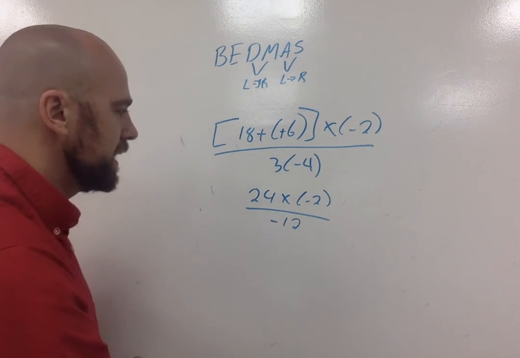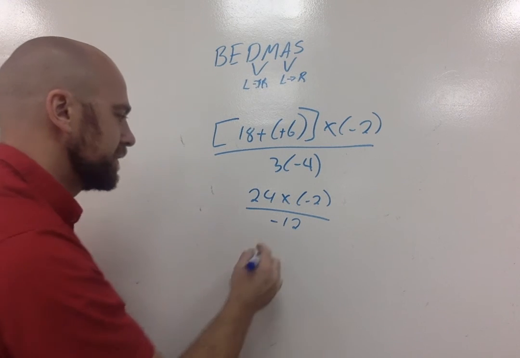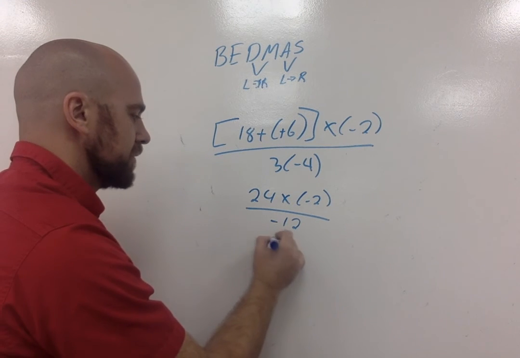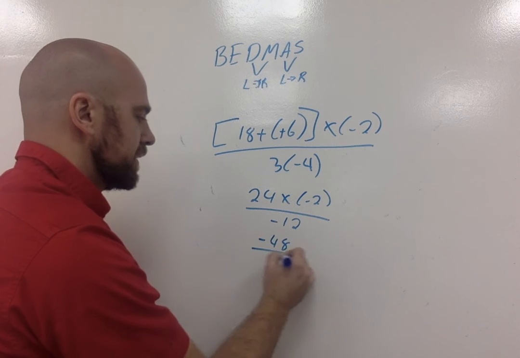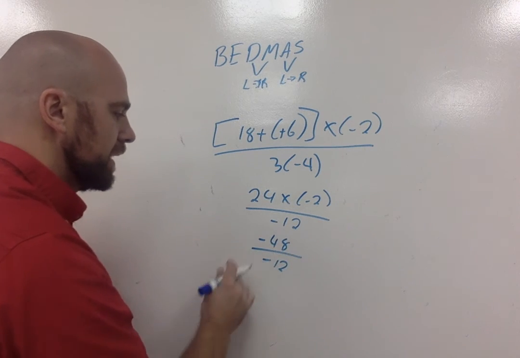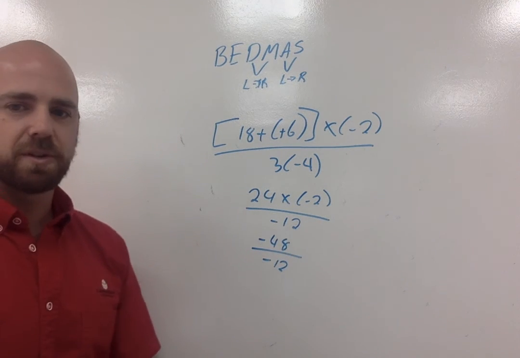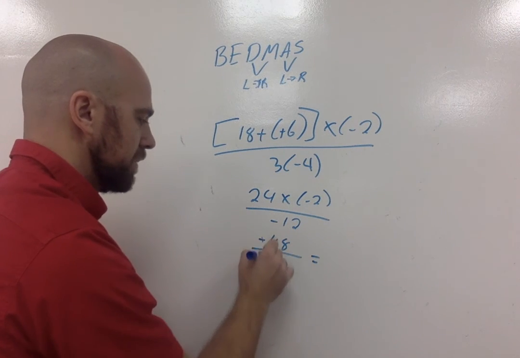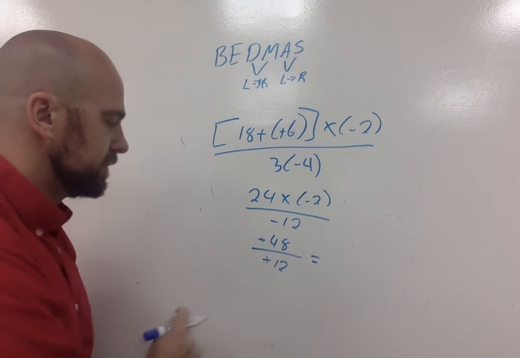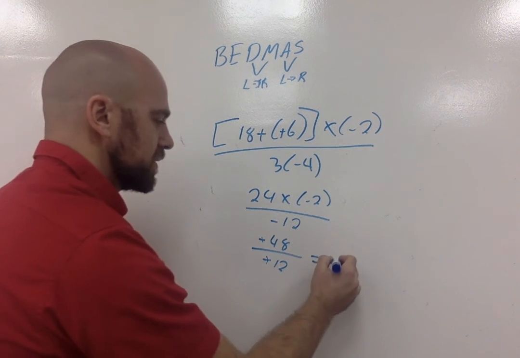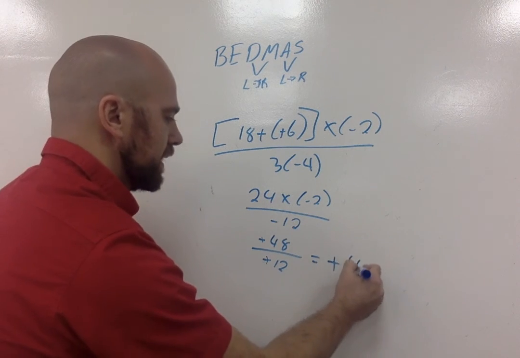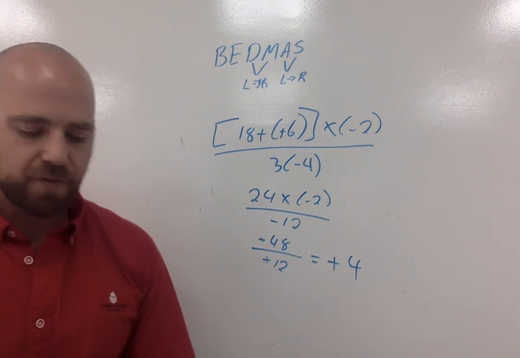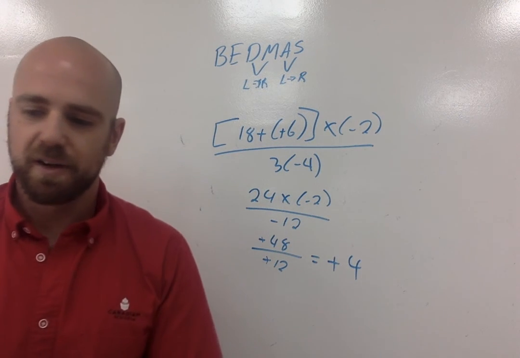Okay, so now I'm going to multiply the top out. So I've got 24 times negative 2. A positive times a negative is going to be negative 48 divided by negative 12. Now I can go and do this operation. 48 divided by 12 is going to give me, because these are both going to become positive, because I have an even number of negatives, my answer is going to be positive, and I'm going to get 4. So positive 4 is my final answer for that one.